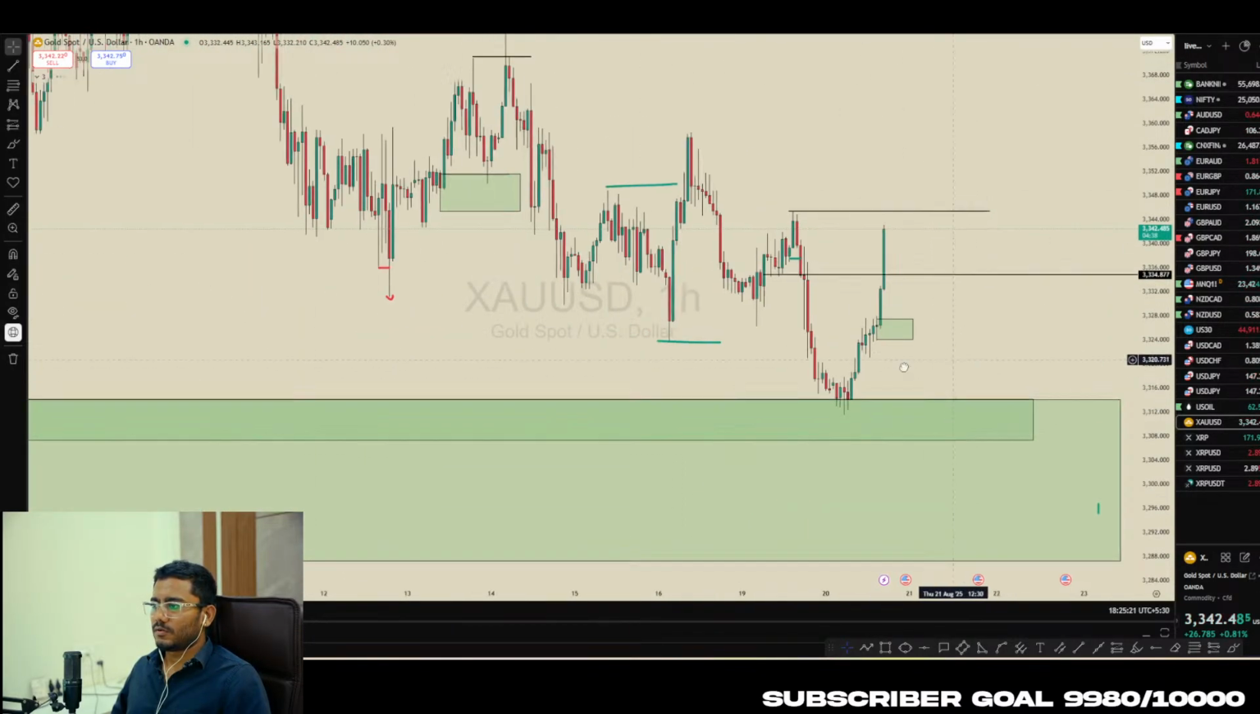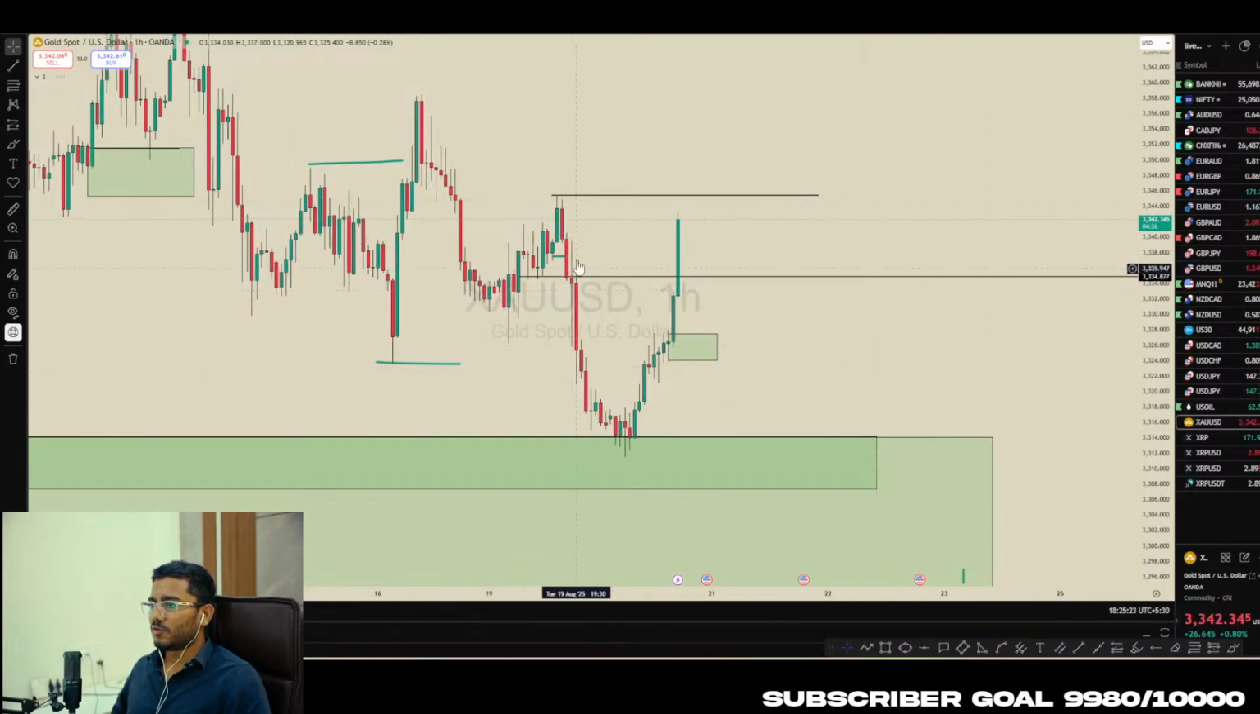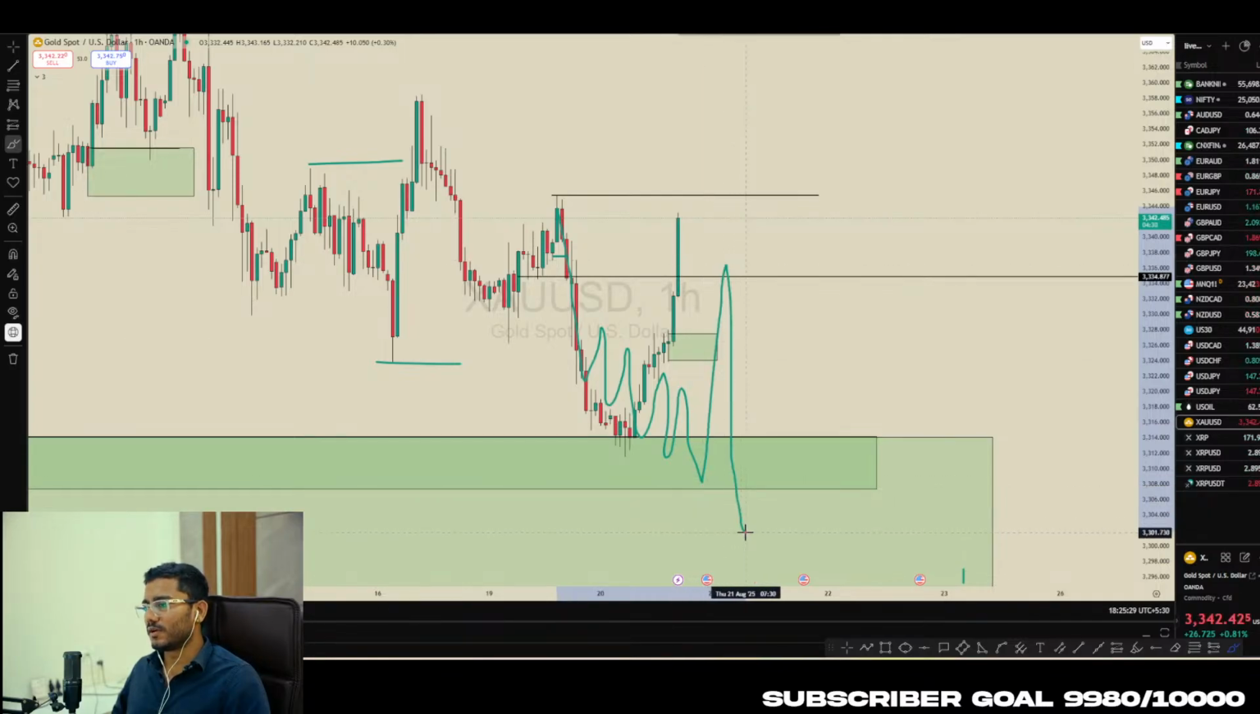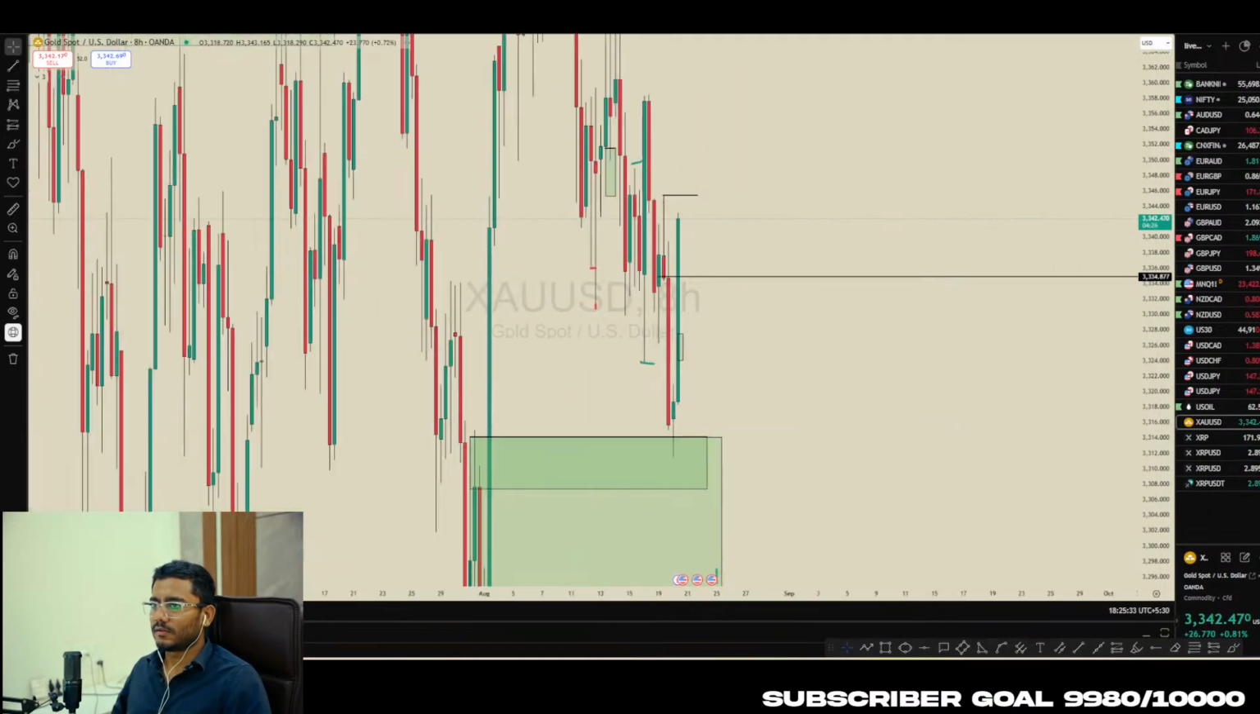And for gold to go down, it should create lower highs and lows, and then it should sweep, and then it should continue. But I don't think so it will happen. Let's see.